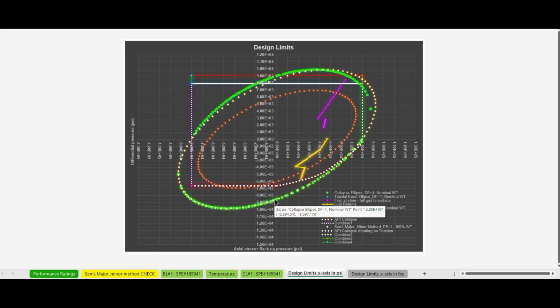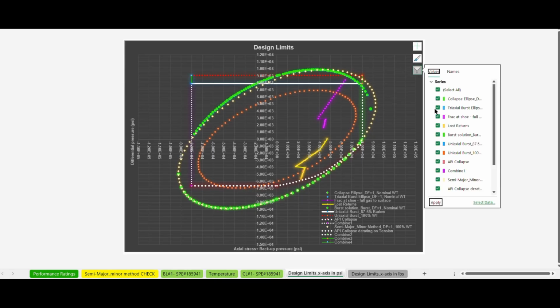This one I basically touched on in the recap video, so if you scroll back a little bit to the beginning, you will see what I mean. But what we say here is that these ellipses of the burst and the collapse are exact solutions. I derived them basically from principal stresses. So they are exact solutions.